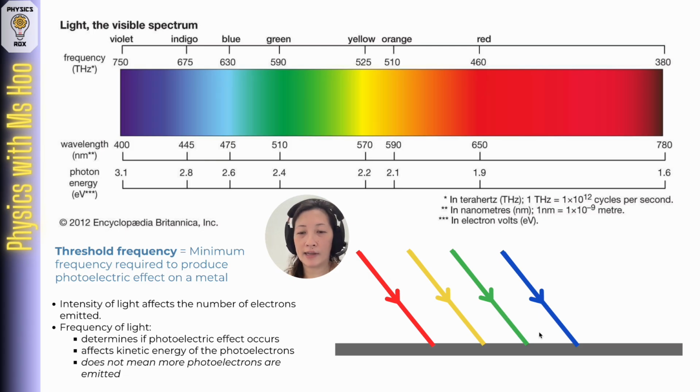Over here I've put a diagram where this gray line represents the metal and all these different colored arrows represent the light that we are shining onto this metal. As you can see from the spectrum, violet has the greatest frequency, while red has the lowest frequency. So among these four colors, the blue light will have the greatest frequency.